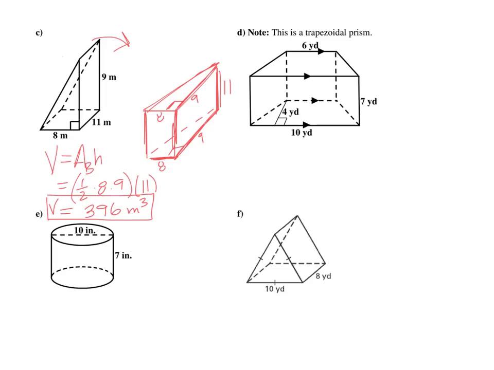Next example here. Note, this is a trapezoidal prism because the base is a trapezoid. Okay, so we're going to have to use the trapezoid formula for area. So let's figure out the volume here. It's the same deal. All right, I have a top base and a bottom base. I have area of base.